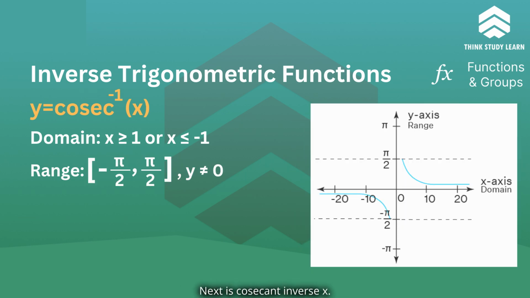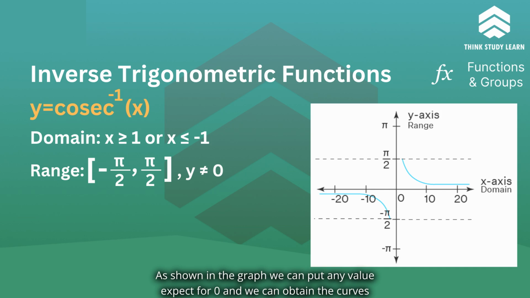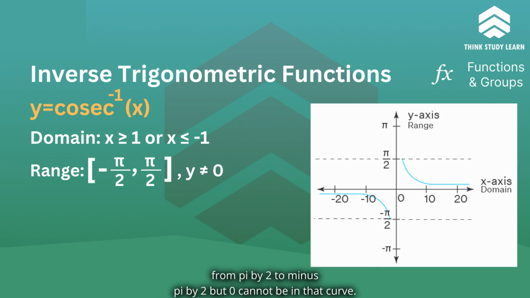Next is cosecant inverse x. Its domain is x greater than or equal to 1 or x less than or equal to minus 1, and its range includes minus pi by 2 to pi by 2, and y cannot be 0. As shown in the graph, we can put in any value except between minus 1 and 1, and we can obtain the curves from pi by 2 to minus pi by 2, but 0 cannot be in that curve.